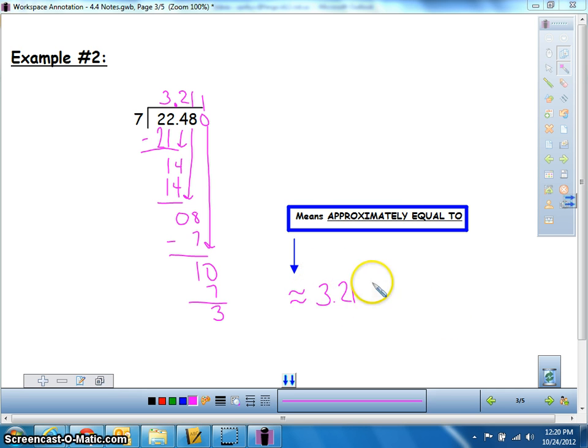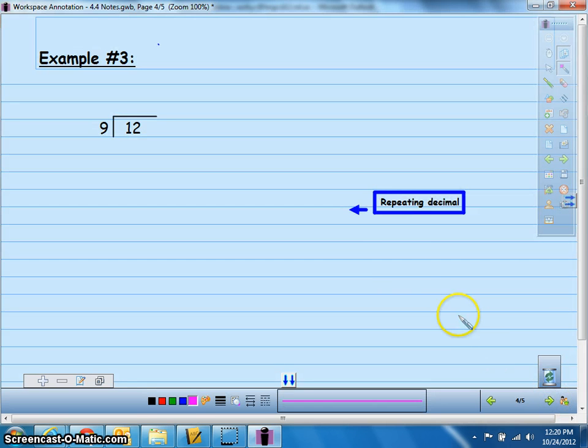All right, so now that we said this means approximately equal, when you see a squiggly equal symbol, it just means that this is a shortened version. Sometimes our decimals can go on and on, and we don't want to be here all day doing them, so we round them.